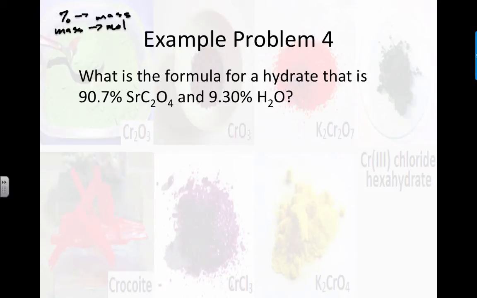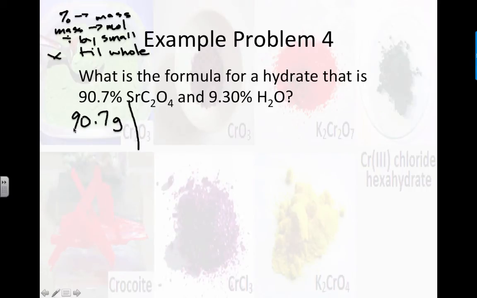Once that's done, we're going to divide by the smallest. And if we get decimal values, we'll times till we get a whole number. So that's our 4 main steps for an empirical formula. So the formula for a hydrate, that is 90.7 grams strontium oxalate. First we'll start with 90.7% and turn that percent to mass, just by writing a G there instead of a percent. Now let's do the molar mass of strontium oxalate.